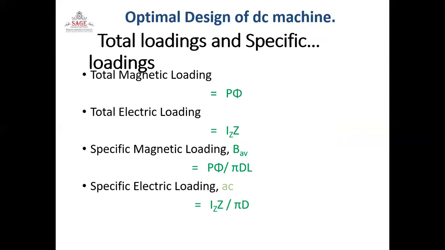Similarly, electric loading is the total number of conductors available in the slots of the armature multiplied by the current carried by each conductor. Specific magnetic loading and electric loading give a rough idea about the size and volume of the machine. Therefore, total flux available across the peripheral surface area of the armature is called specific magnetic loading, whereas the ampere conductors available in a peripheral circumference is called specific electric loading.